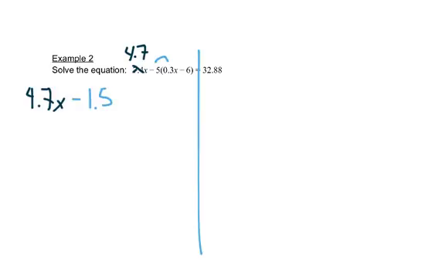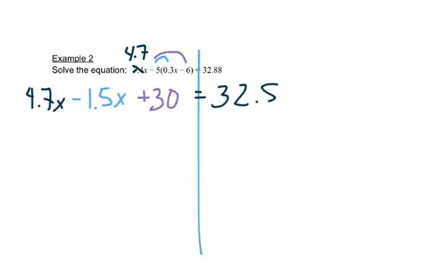Now, I need to fix my problem. Yours should be right, but this should be 4.7x. In this problem, the first thing we need to do is get rid of the parentheses. So we'll start by writing 4.7x. And then I'm going to take this negative 5 times 0.3x, and I get negative 1.5x. And then I'll take that negative 5 times that negative 6, and I get positive 30.